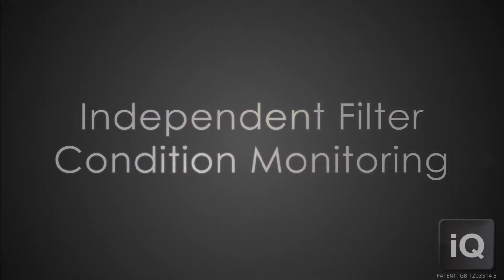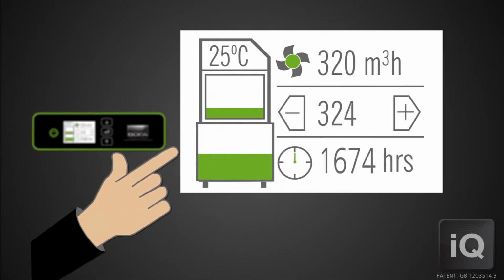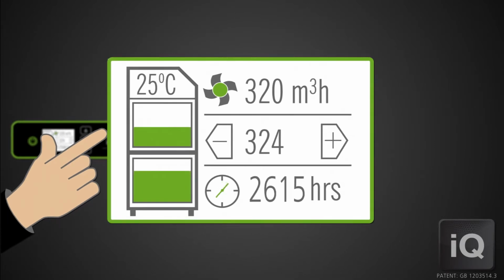Independent pre- and combined filter condition monitoring. On the display, a representative icon of each filter is shown. The icon fills in as the corresponding filter gradually blocks.